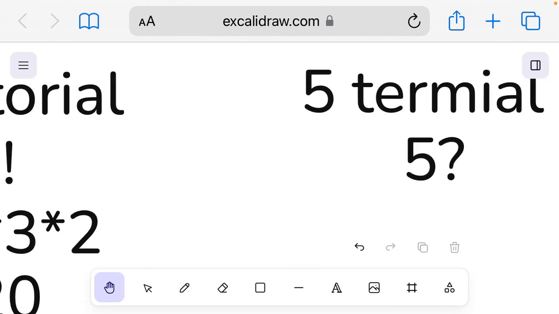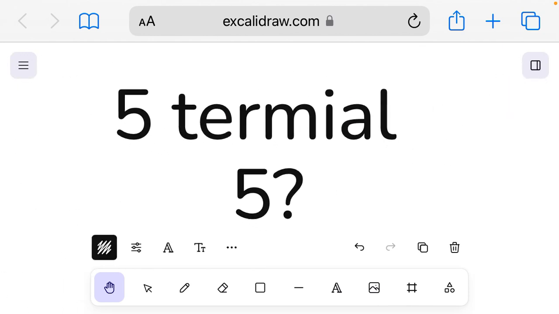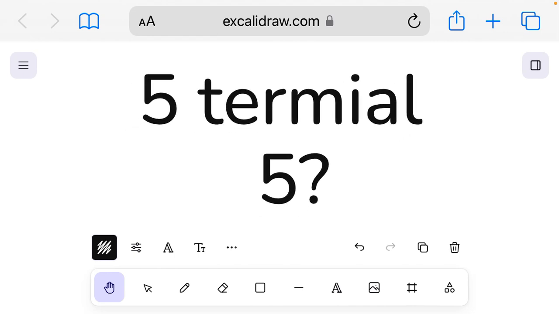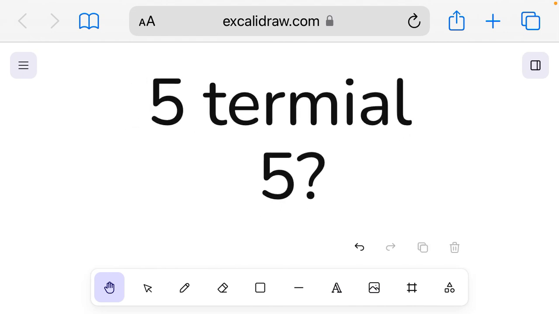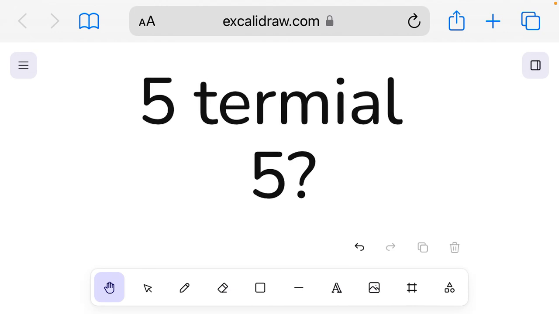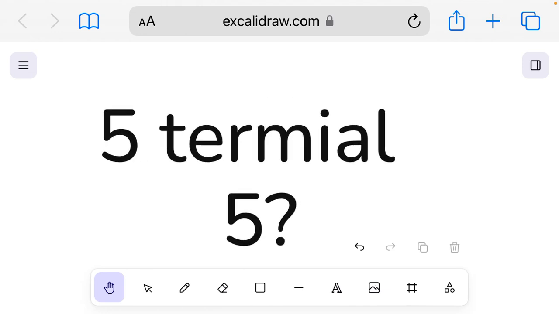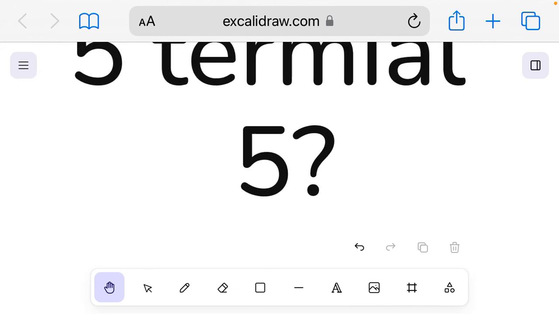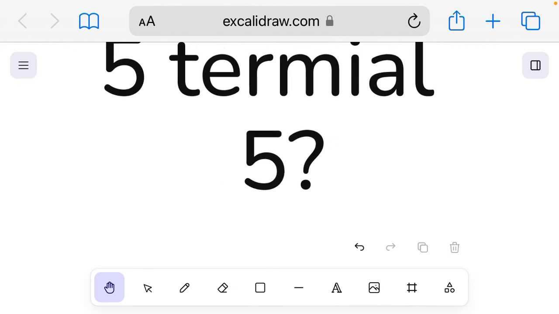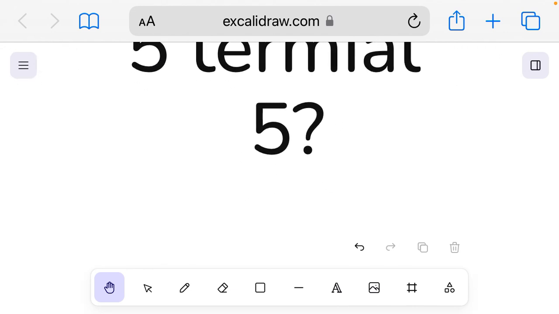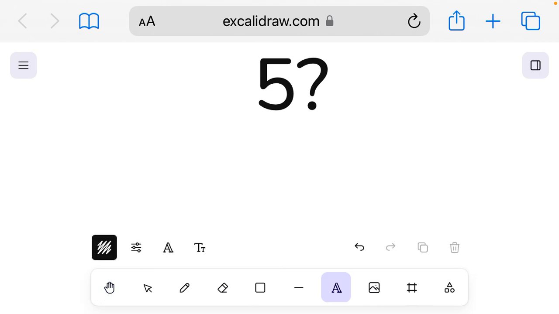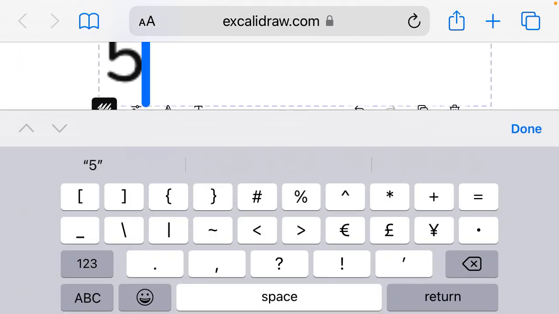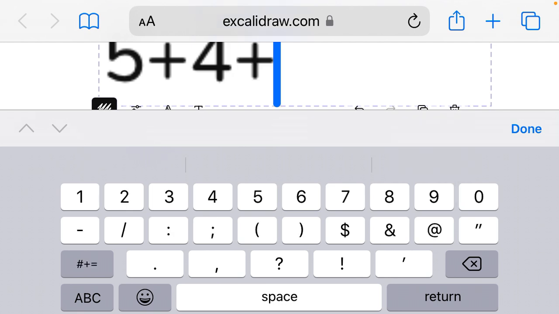And now let's move on to this one, which is 5 terminal. If you don't know what terminal is, I will explain to you. But if you want to be more concise, just go to the other YouTube channels. So 5 terminal is written like this, 5 with a question mark. Terminal has a question mark. And if you want to write it in expanded form, it's like this. It's a reference to triangular numbers.